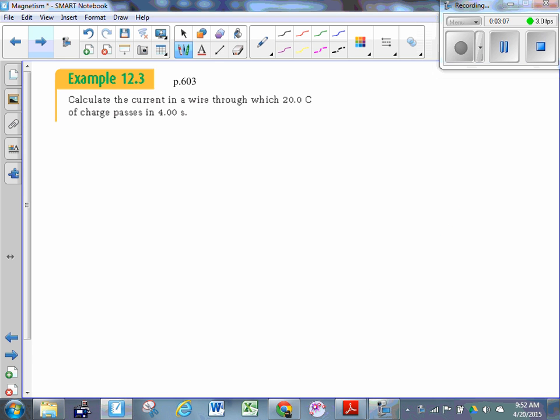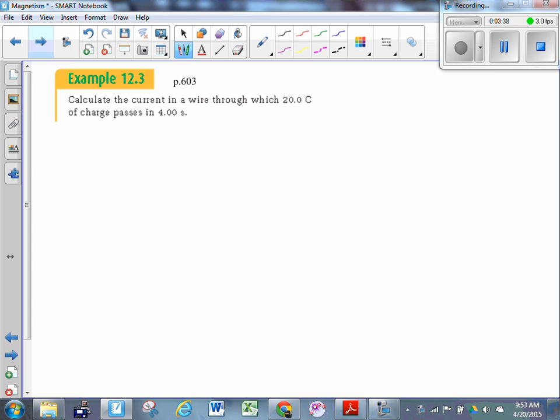Now, let's take a quick look at what seems to be a pretty simple question. It is a pretty simple question. It says calculate the current in a wire in which 20 coulombs of charge passes in 4 seconds. Again, current is not the speed of the particles, so we're not looking for a distance over time. It's the rate of flow of the particles. Remember, we're standing on the side of the highway, not measuring the speed of the cars, but counting how many cars are going by per second.